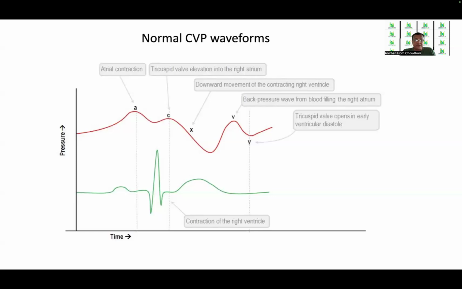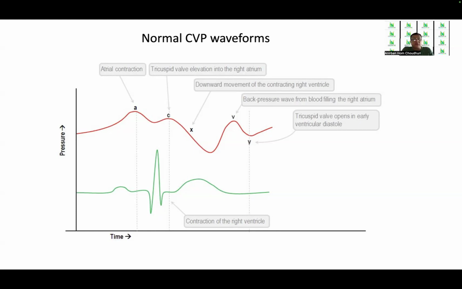And this is something which we notice in severe aortic stenosis. Next, I am coming to the interpretation of the normal CVP waveforms. We know that in the CVP, there are three positive deflections or three positive waves, which are A, C, and V, and the two negative waves or downward moving waves, which are X and Y.